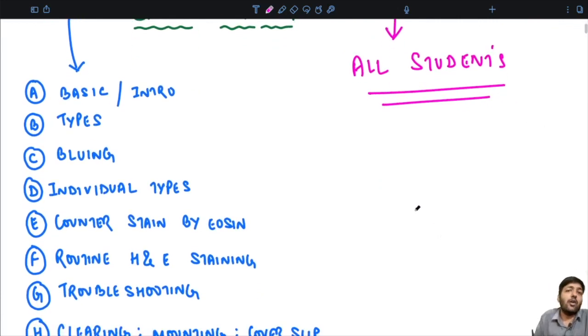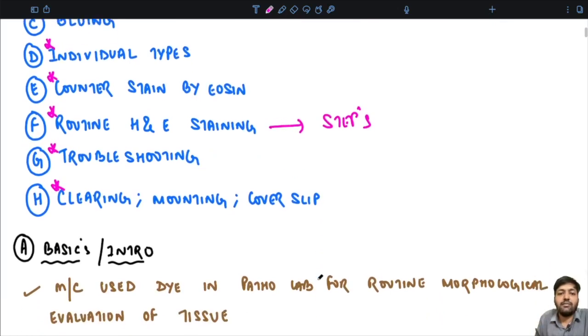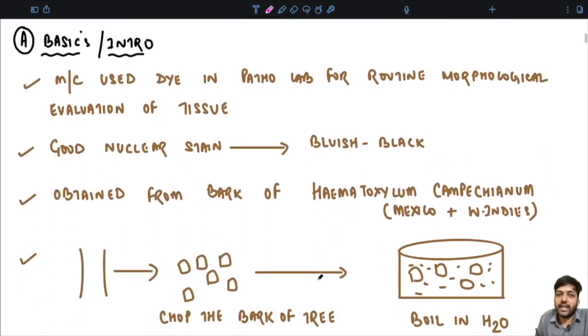So what is it that we are going to discuss today? We will see the basics and intro of H&E staining, the different types of H&E stains, and the process of bluing. We will discuss individual dyes in detail. We will discuss counter staining by eosin, routine H&E staining, and the steps that we follow. Then what are the troubleshooting problems that we come across on a day-to-day basis, and lastly we will read in detail about clearing, mounting and the use of cover slip. So let us begin today's topic without wasting any more time.